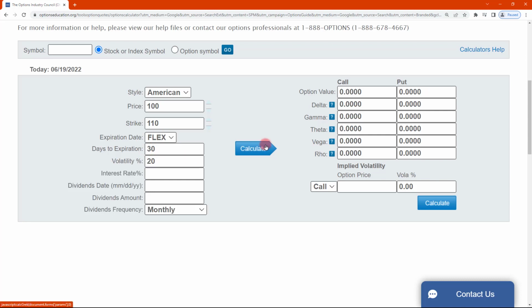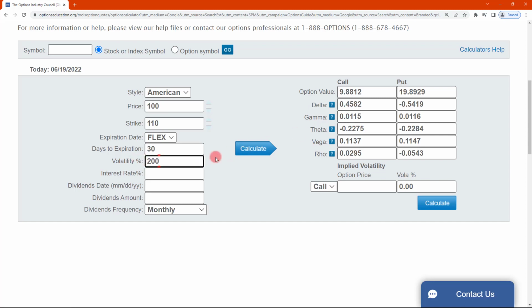Let's do the same thing with volatility. There's our initial option value. Let's go to 30 vol. And again, we're getting an increase in deltas. Let's go to 60. We go from 14 to 32. Let's go to 90 volatility. There's 40 delta. Let's go to 120 volatility, 45.